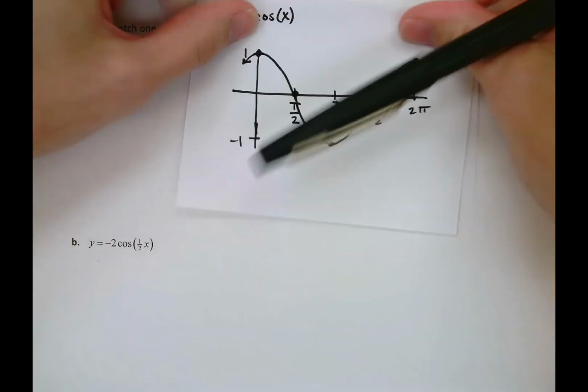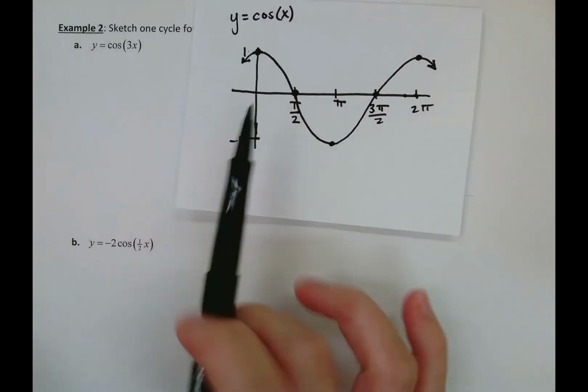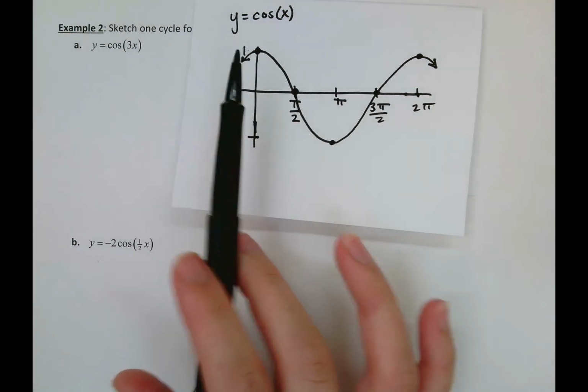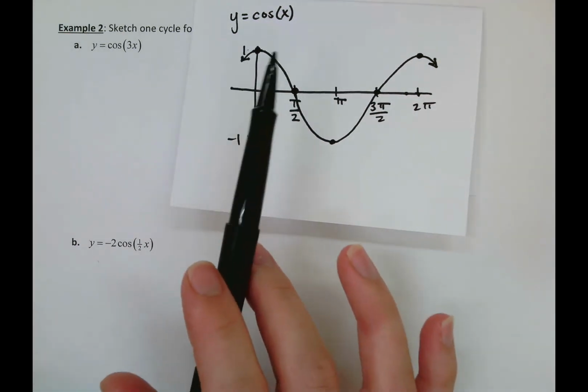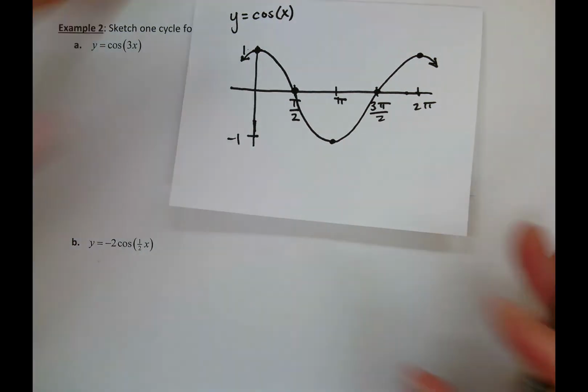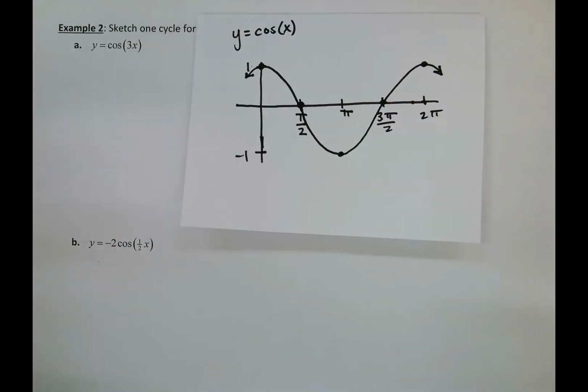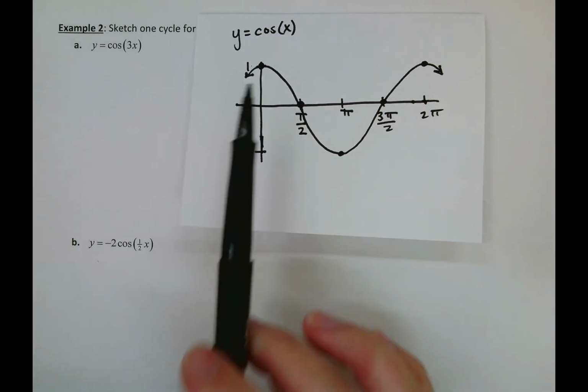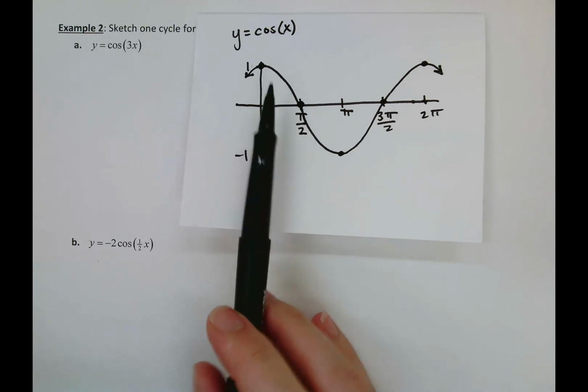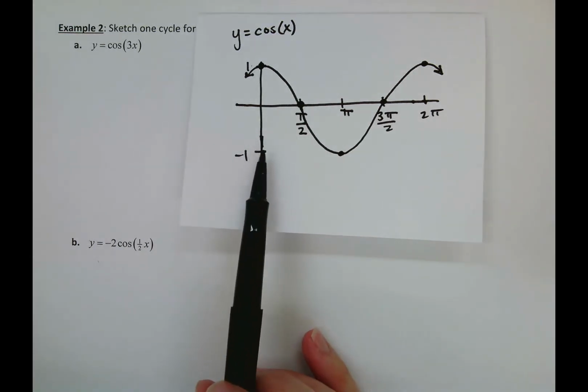So we have cosine starting at its maximum, its amplitude. Remember with sine, we kept saying that sine started at its midline and then went up or down. Well, cosine is going to start at its amplitude. And it will either start at the top of the amplitude or the bottom of the amplitude based on whether it has been reflected across the x-axis or not.